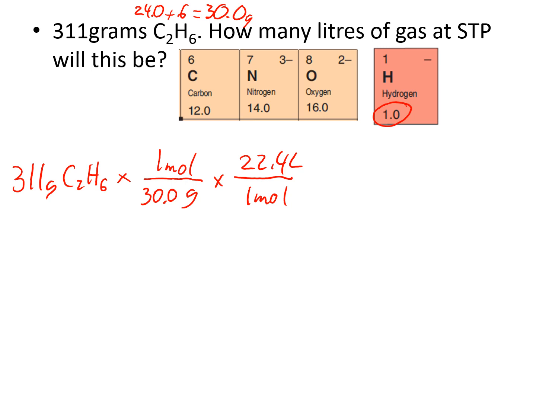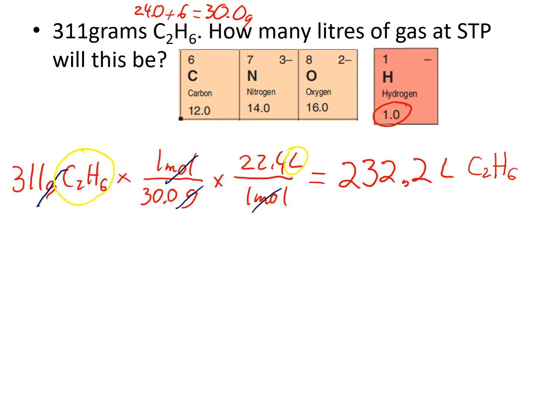If I want to make sure that I have the right units, I double check that everything cancels out. My grams cancels out, my moles cancels out, and the only things left are ethane and liters. And that's what I want. So I'm going to type this into my calculator: 311 divided by 30 times 22.4 equals, and I get 232.2 liters of ethane, C2H6.